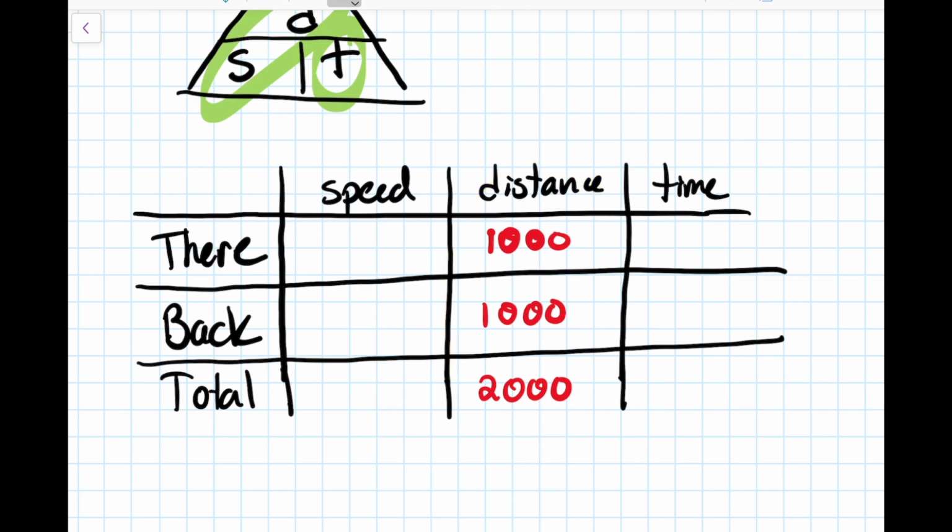For our speeds, there's no such thing as a total speed, right? You can't combine speed on the way there and speed on the way back. So that total in the bottom left just is meaningless. And then we do know a total time, which is 22.